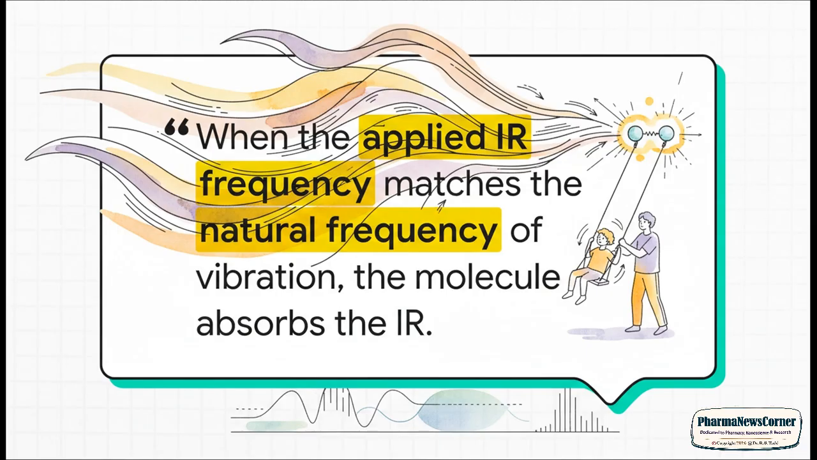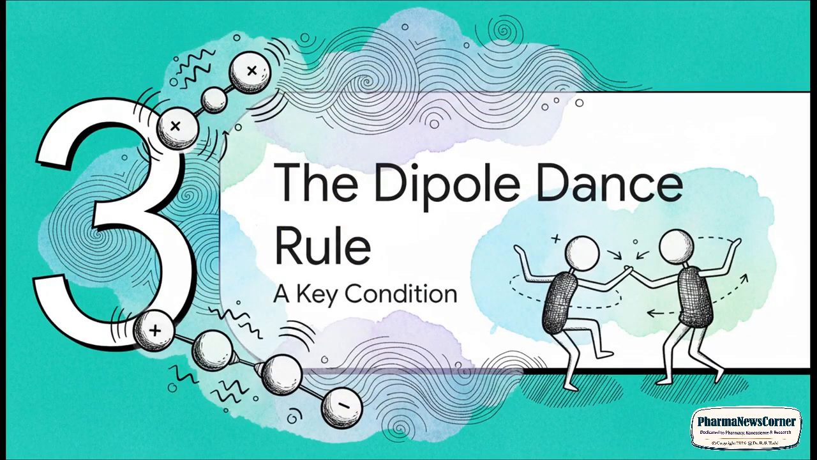Think about pushing someone on a swing, right? If you push at just the right moment, at that resonant frequency, they go higher and higher. It's the same idea here. If the light's frequency matches the bond's vibration, the bond soaks up that energy and starts vibrating even more. But there's a little catch. Just matching the frequency isn't quite enough. There's one more really important rule that decides if we can even see that vibration happen. So let's take a look at the dipole dance rule.